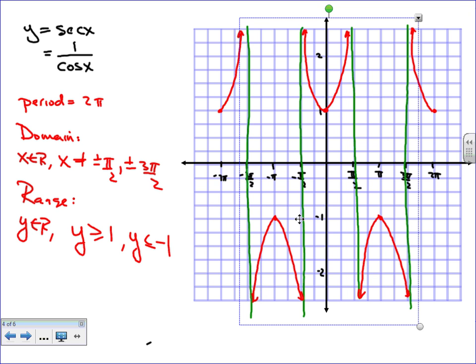But for some reason, I would say about 50% of people get these questions wrong, so I just want to come back to that. Are we okay with the domain and range? Okay. And so it shouldn't take you a lot of effort to reproduce the secant.